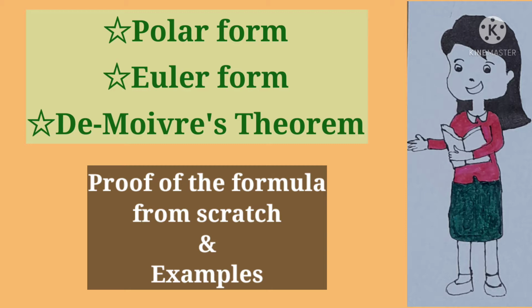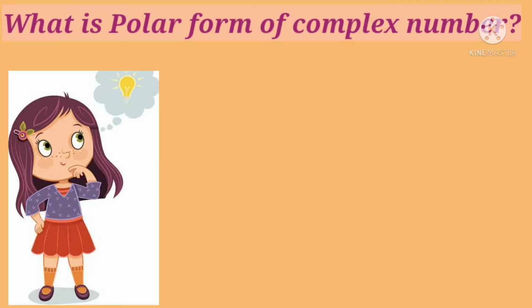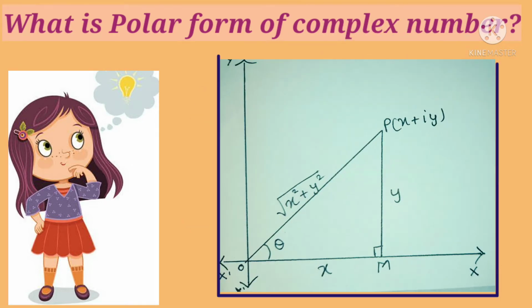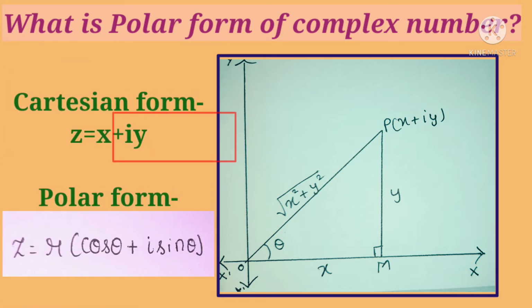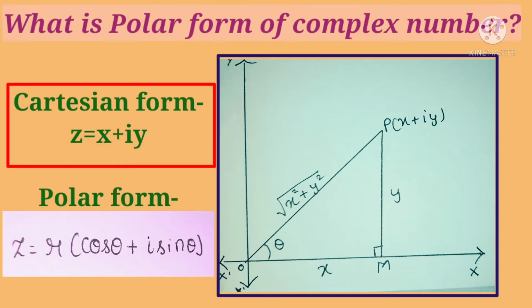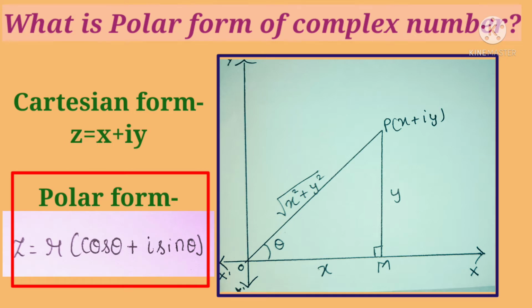We are going to take the topics one by one and clear the complete concept. So let's get started. What is the polar form of a complex number? The polar form of a complex number is a different way to represent a complex number apart from the rectangular form. Usually we represent the complex number in the form z is equal to x plus iy, where i is the imaginary unit and x and y are real. But in polar form, the complex number is represented as a combination of a modulus and an argument.